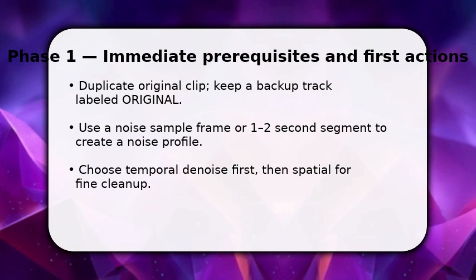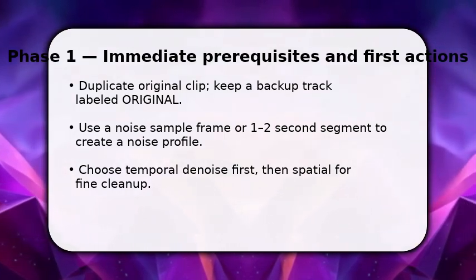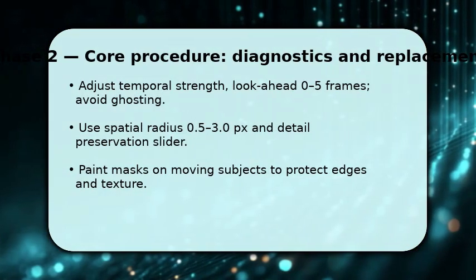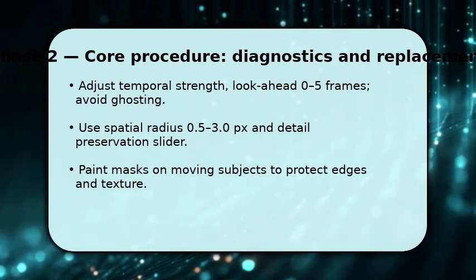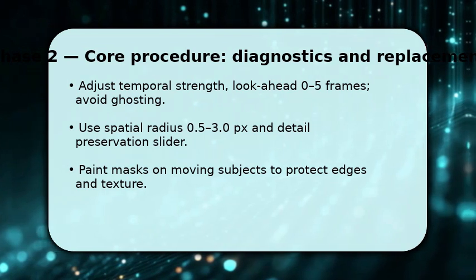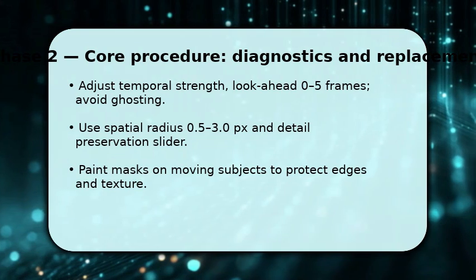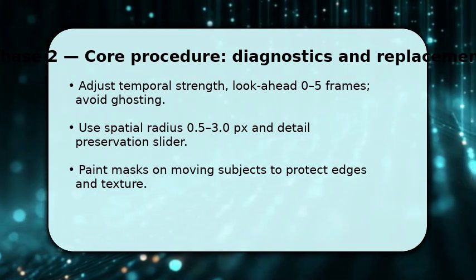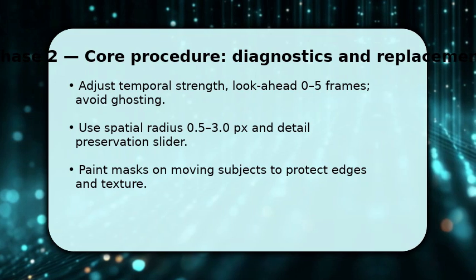You now refine settings, increase temporal strength slowly, and use 0.5 frame lookahead to stabilize static areas without creating ghosting around motion. Then reduce spatial radius and boost detail preservation so textures like skin and fabric stay natural. Aggressive smoothing loses detail. If subjects move, paint masks to exclude them from heavy denoise. This protects edges and prevents melting.